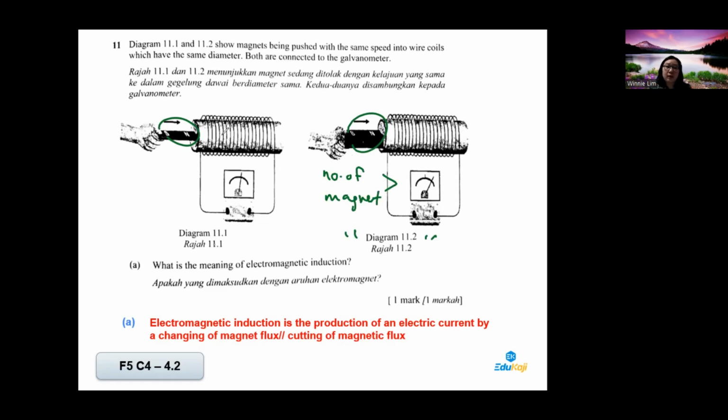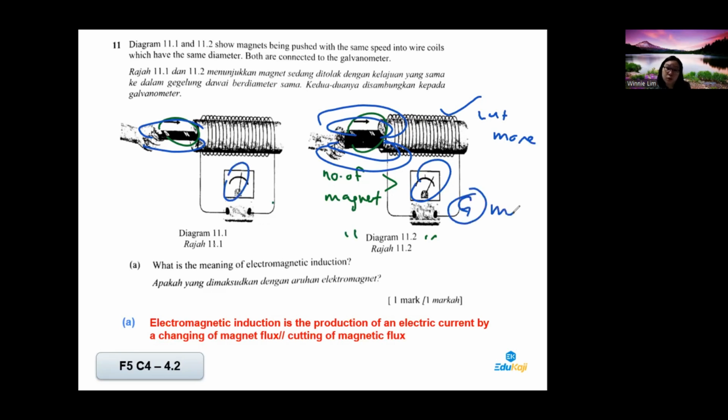Then if you have more magnets, the concept is this field will be more, right? The field produced by the magnet will be more compared to this one, for example like this. So once it moves in and out of the solenoid, which one will cut more? Of course, this one will cut more, agree? That's why with more cutting, the deflection of the galvanometer is obviously more also.